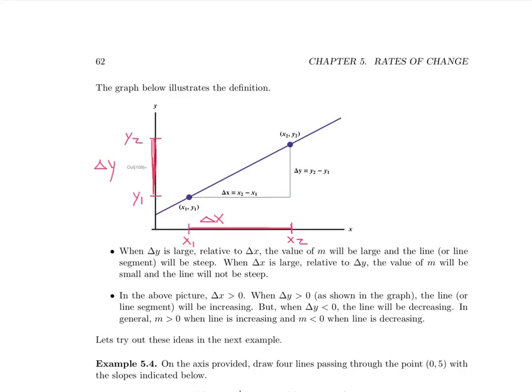And the slope, or the steepness of the line, is what we call m. That is the ratio of these two distances. So it's how much the graph rises or falls vertically divided by how far to the right the line extends.